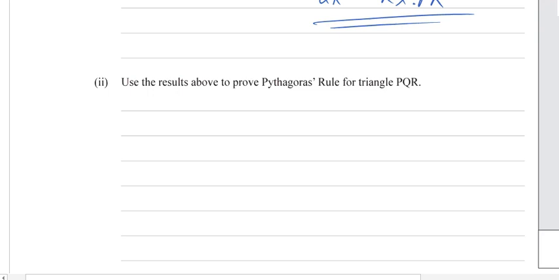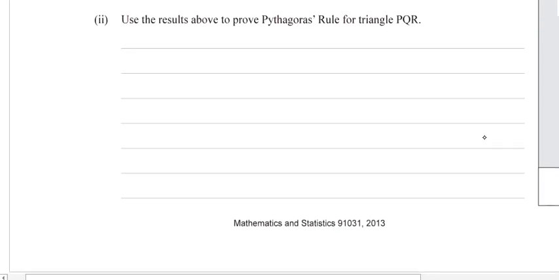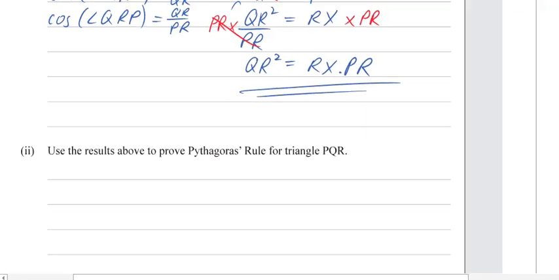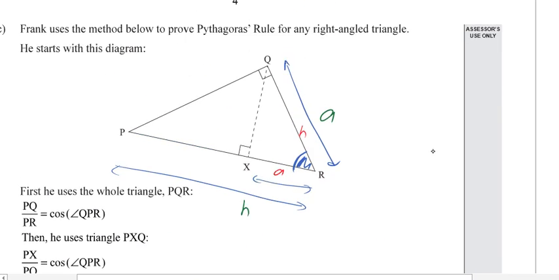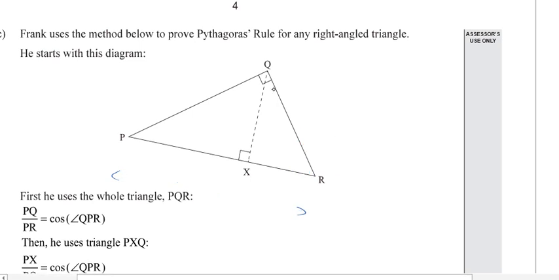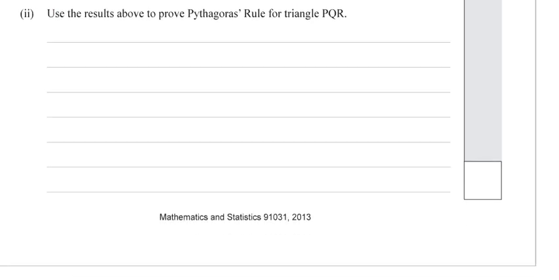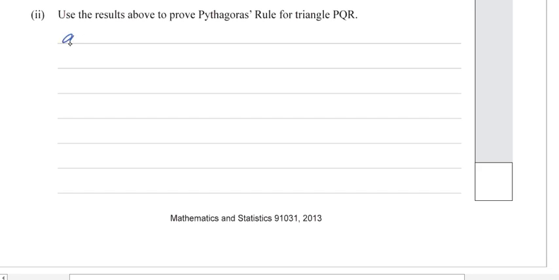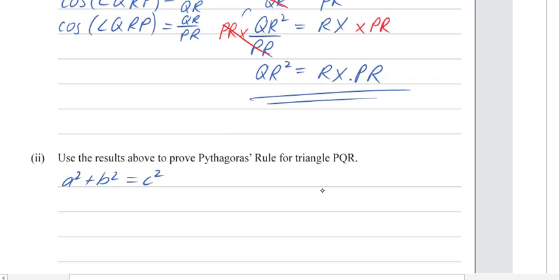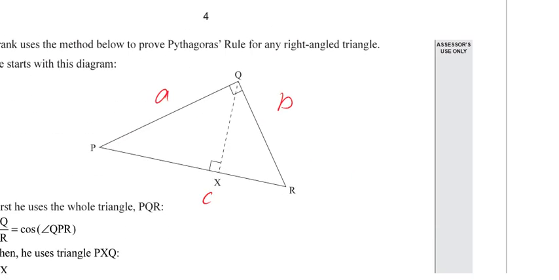Alright, next question is asking us to use the results above to prove Pythagoras' rule for this triangle. So let's go up and have a look at that triangle. Just get rid of all this. So if we're proving Pythagoras' theorem, we'd be looking at the two short sides A and B and the long side C. So I'm going to start by writing out Pythagoras' theorem. A squared plus B squared equals C squared. Next thing I'm going to do is write out what each of the letters are.